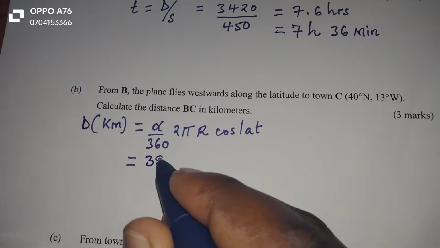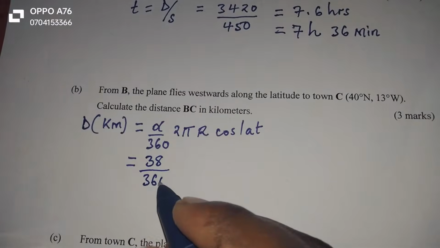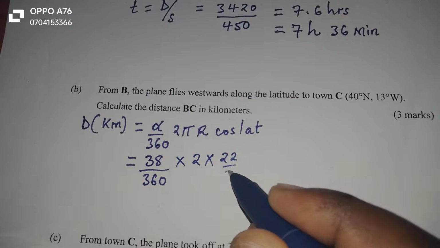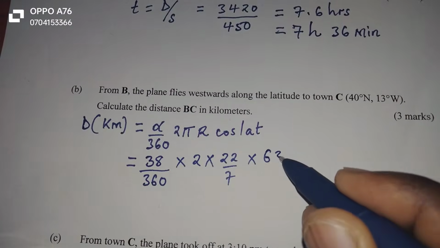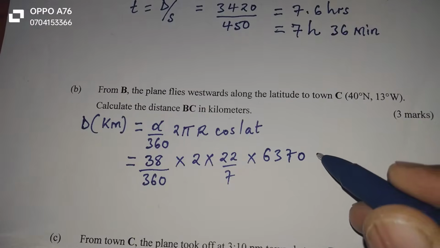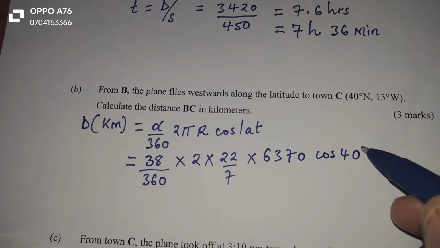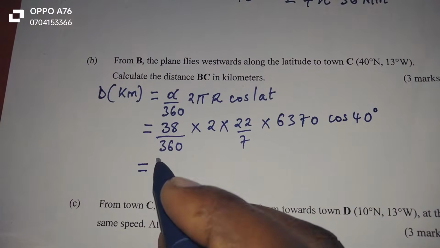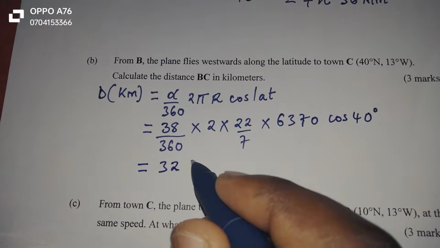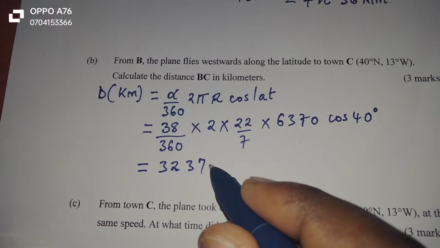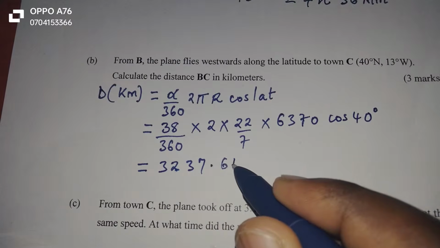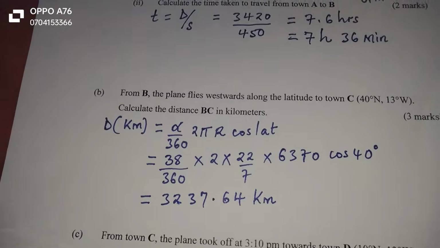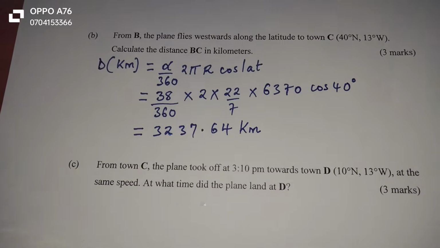So now we are using 38 degrees out of 360 multiplied by 2 multiplied by pi multiplied by r, cosine of 40, because the latitude itself is 40. This is exactly giving us 3237.64 kilometers. So that is the distance along the latitude.